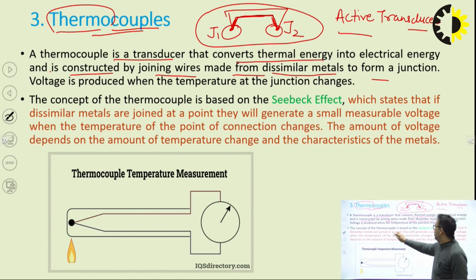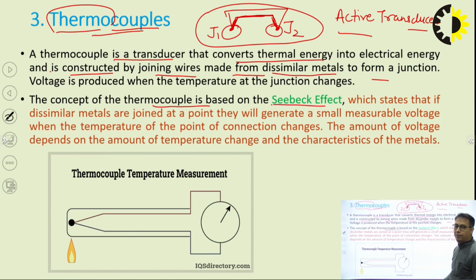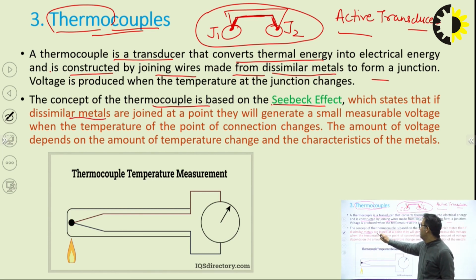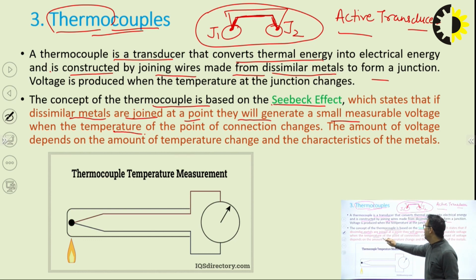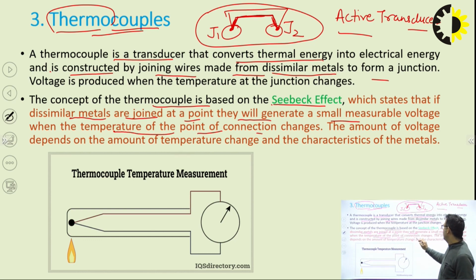A thermocouple's functioning is based upon the Seebeck effect, which is a very popular phenomenon, which states that if two dissimilar metals are joined at a point, they will generate a small measurable voltage when the temperature of the point of connection changes, and the amount of voltage depends upon the amount of temperature change and the characteristics of the metals.